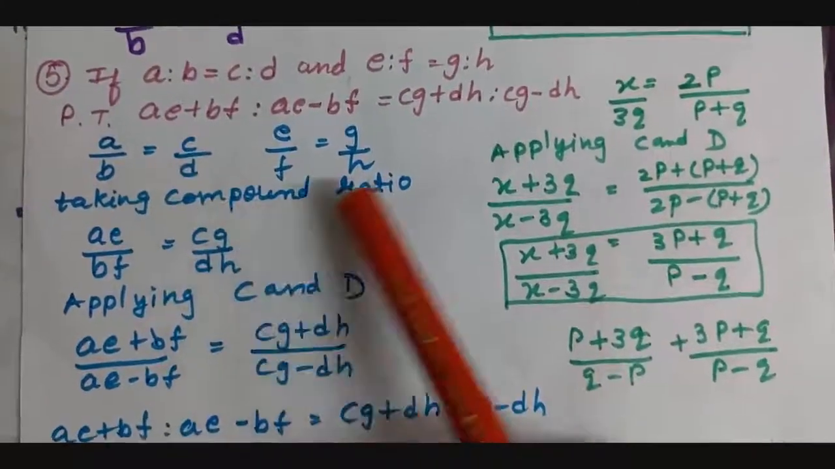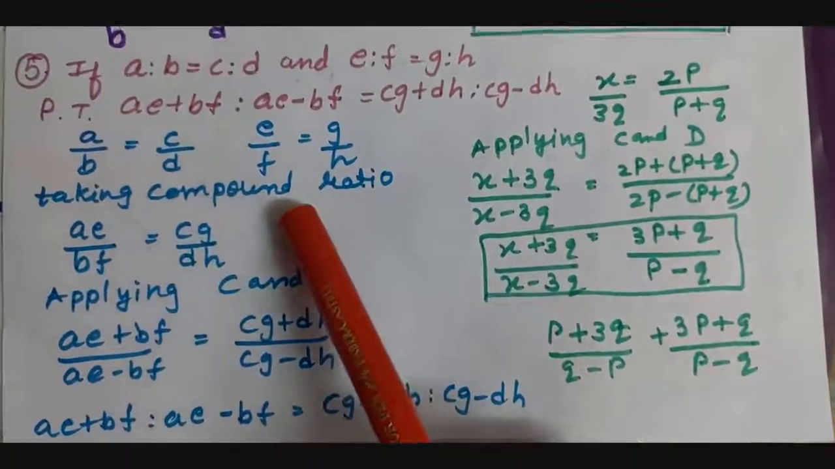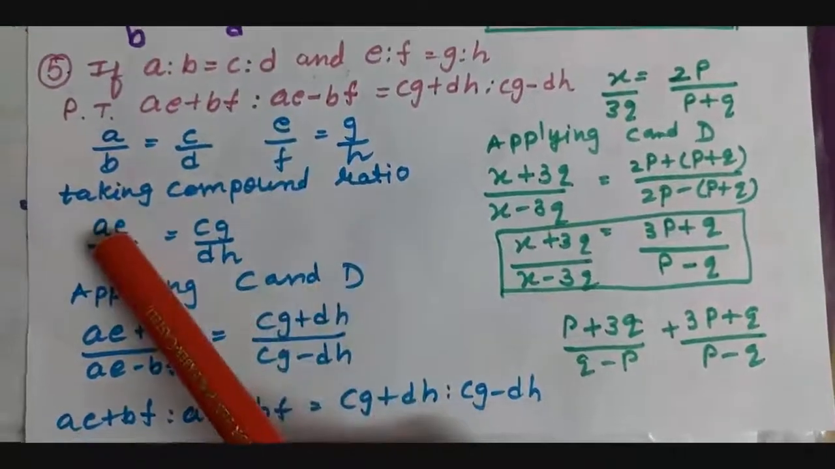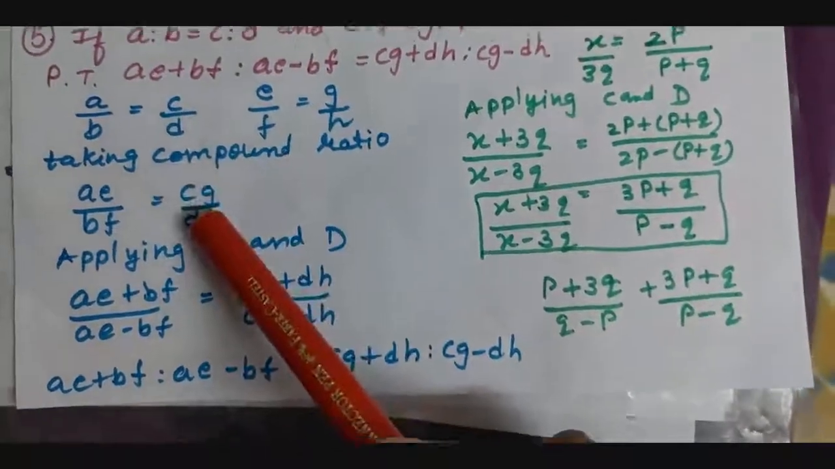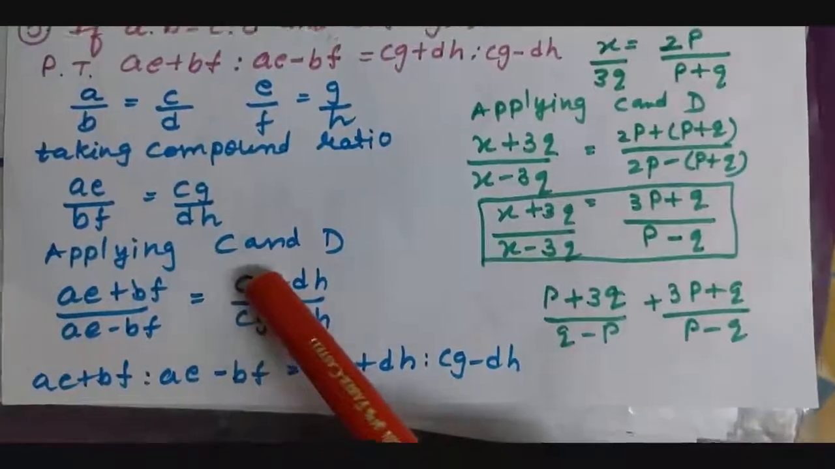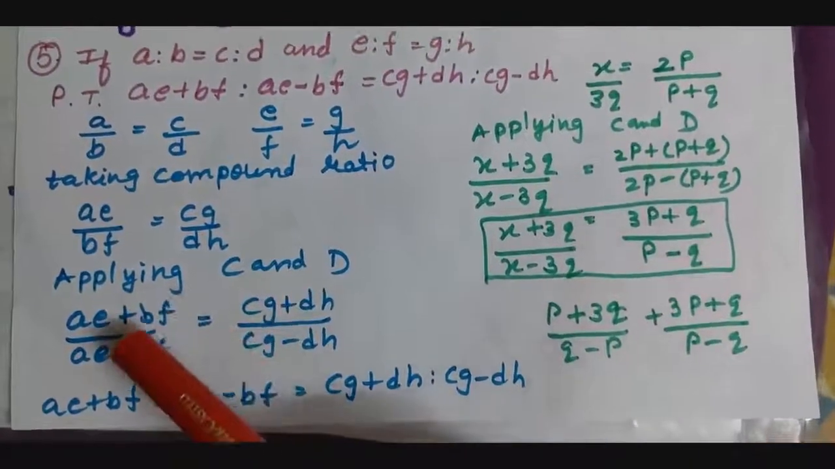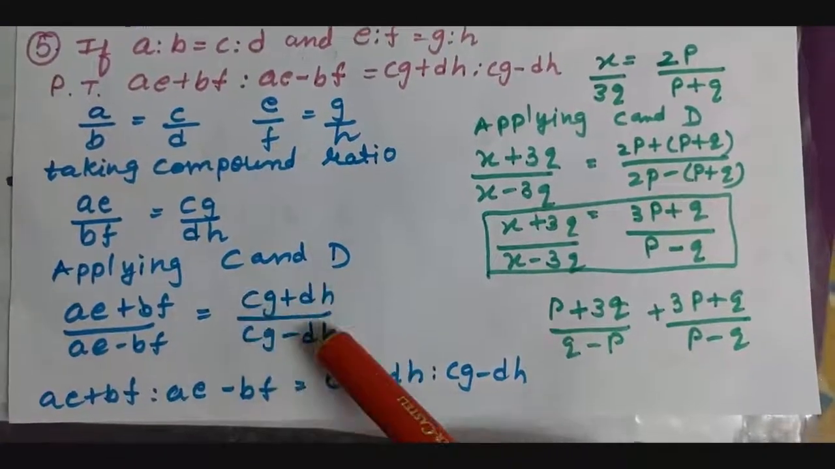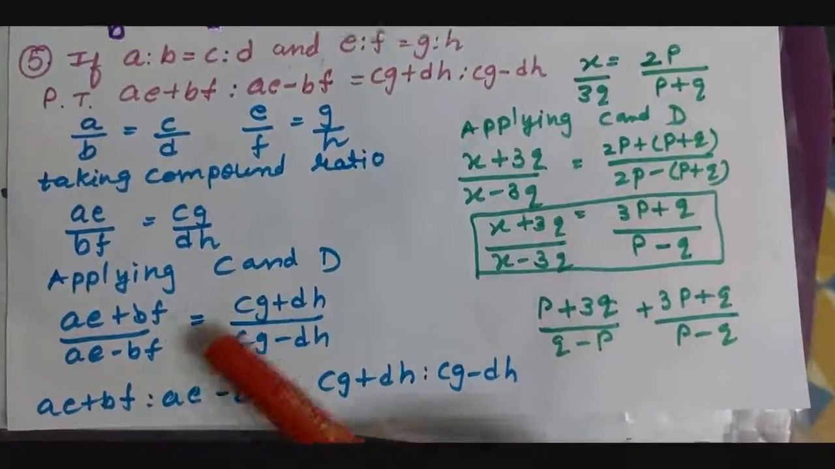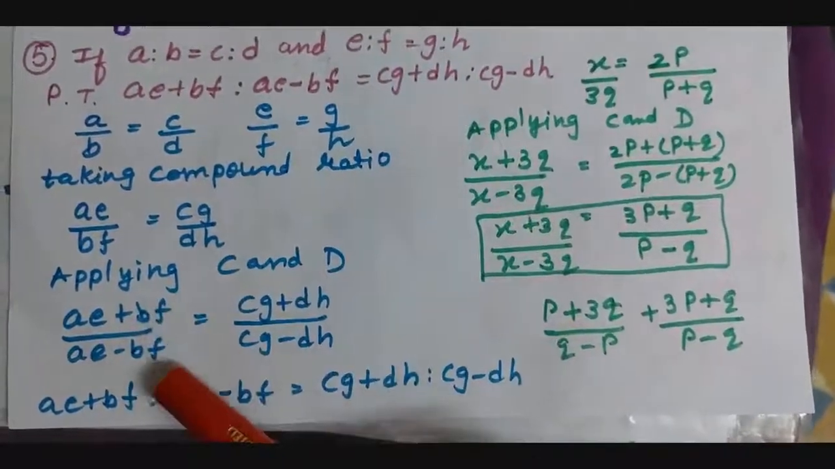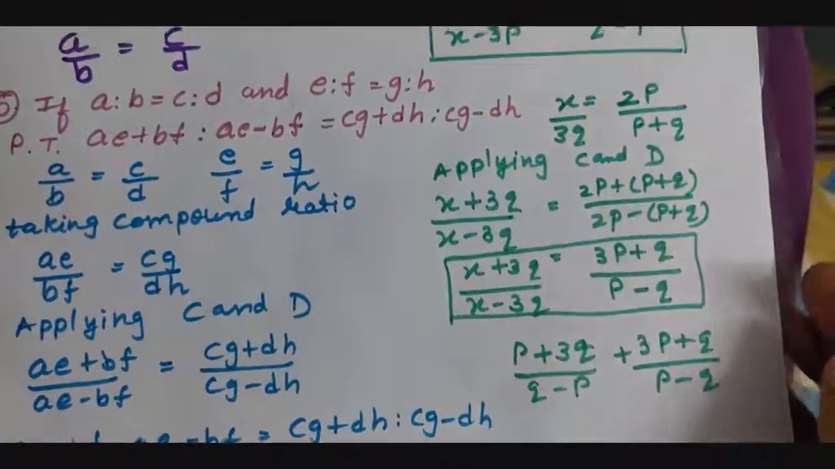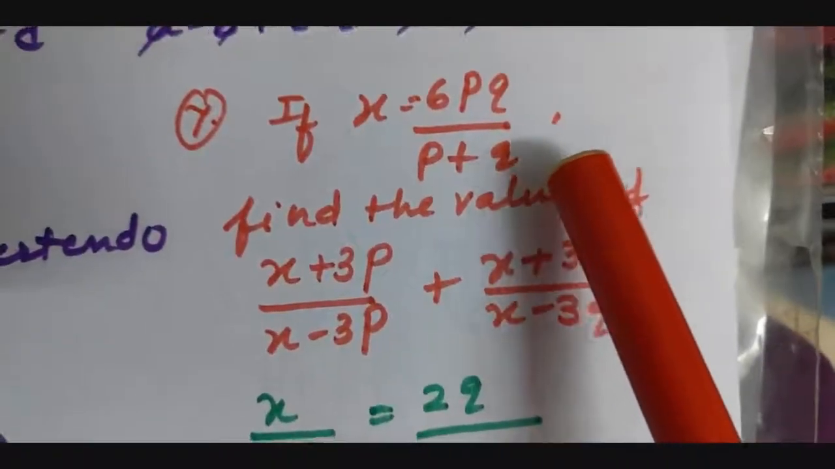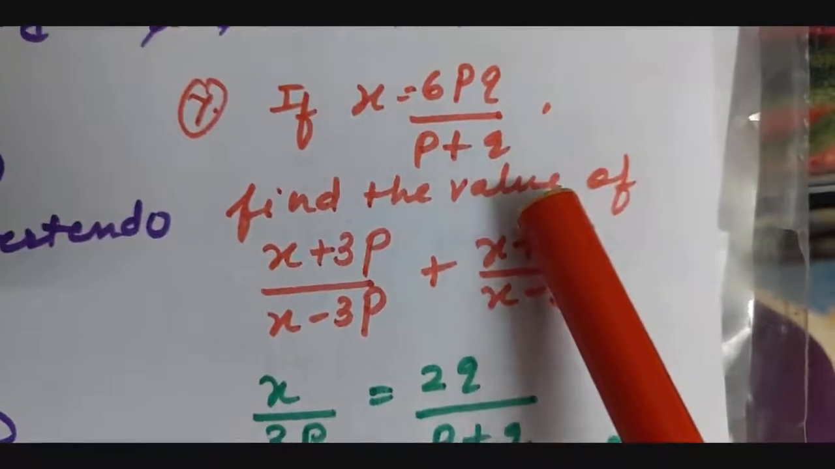Now taking compound ratio. The meaning of compound ratio is that I am taking left sides in a multiplication and right sides in a multiplication. Now I can apply componendo and dividendo to get my result. So this is numerator plus denominator, numerator minus denominator, and here on the right side same. So that is what our required result is. You can check as a ratio. I get my answer.